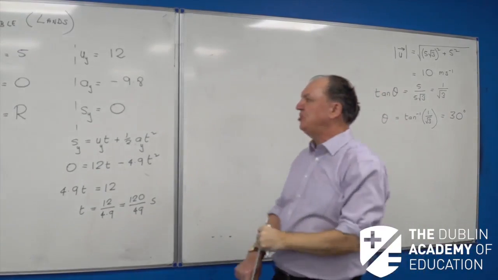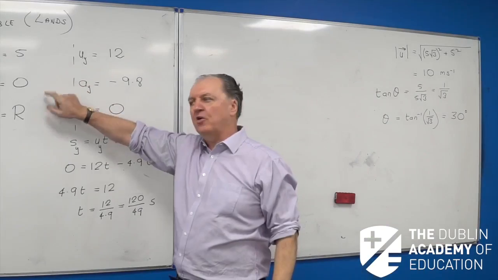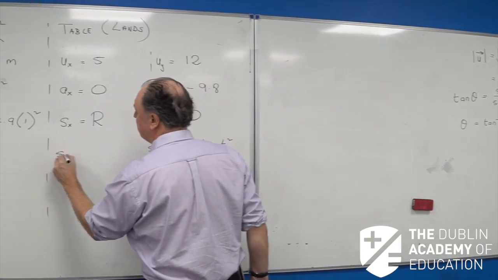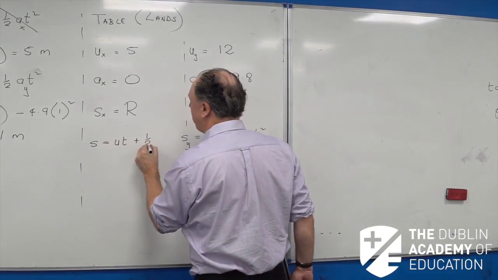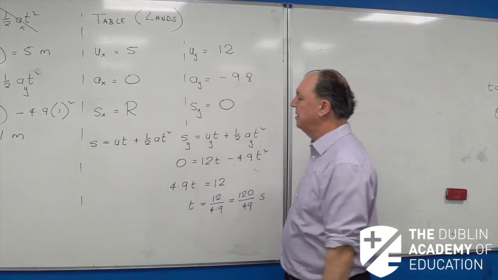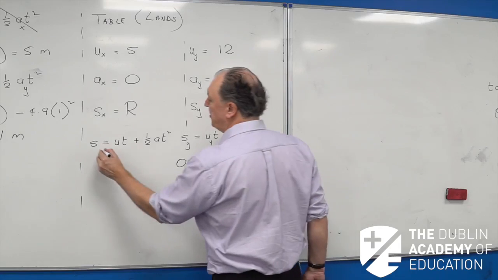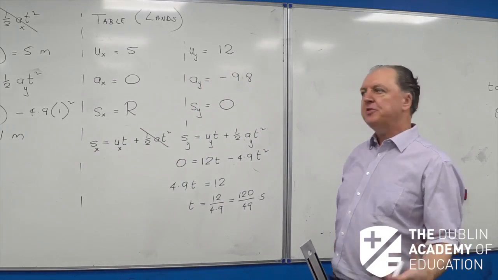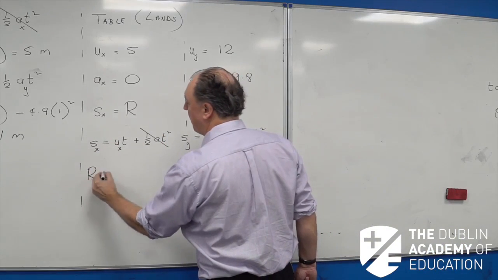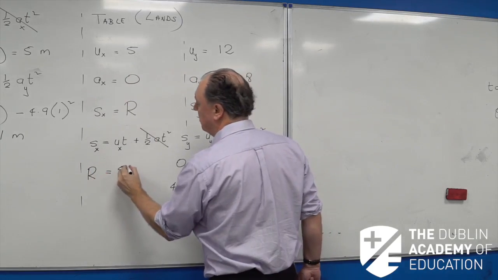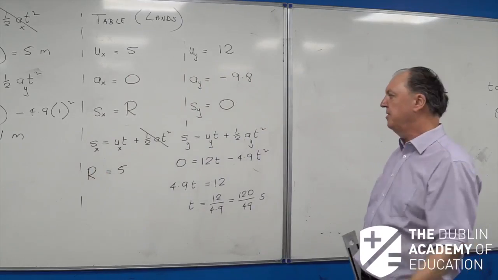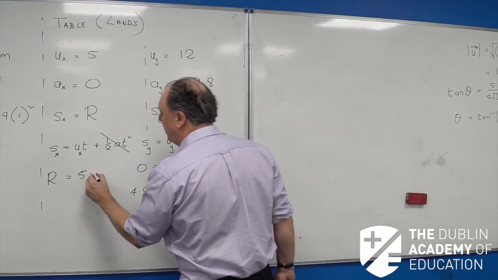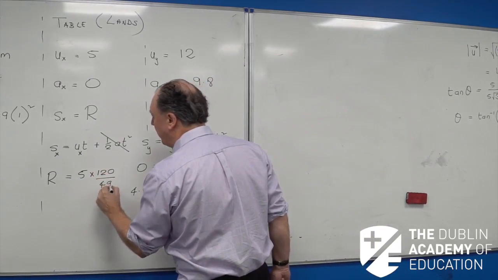So in order to find the range, I'm now going to go to this side of the table. I'm going to apply the same formula. So I've got S is equal to ut plus a half at squared, in the x direction, and of course you know this, don't you? Ax is 0, so we can completely forget about that part. So when it lands, Sx is the range. Ux is 5. And the time? Well, both sides share the same time. So the time it took to land is 120 over 49. So it's 5 by 120 over 49.